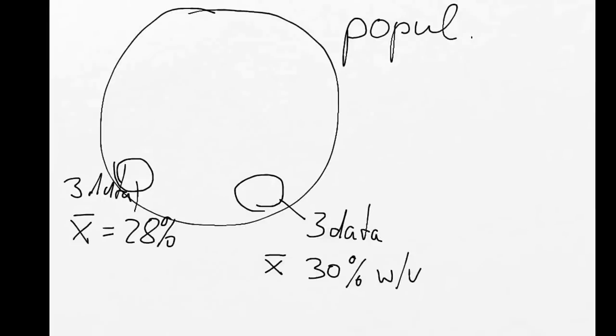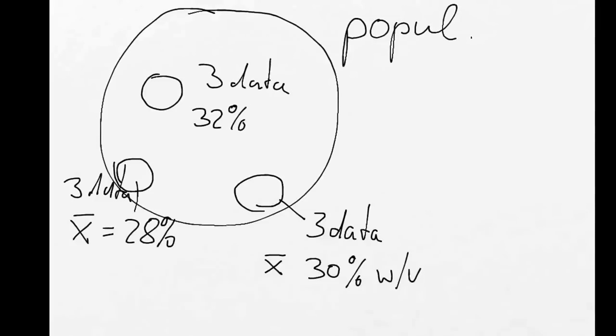Gabriel did the same experiment, 3 data, got 32%. Who's right now? All of them. Actually, I like your thinking.